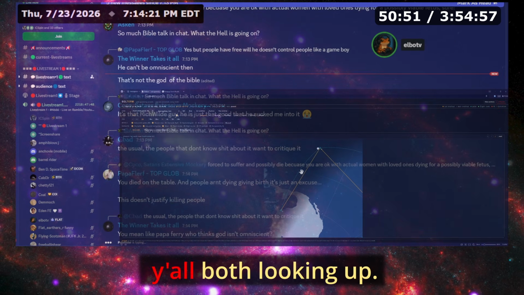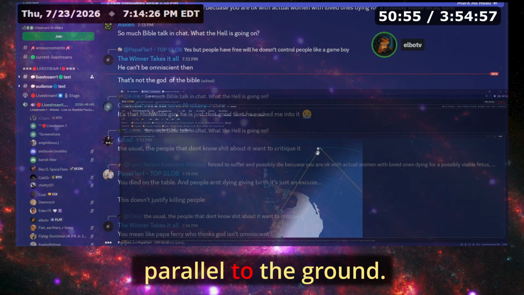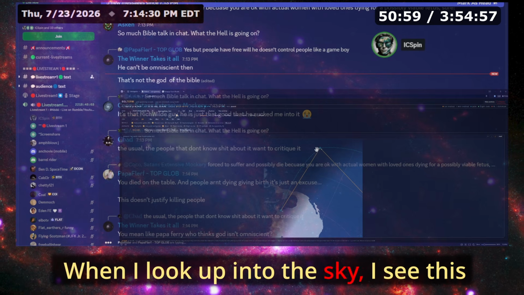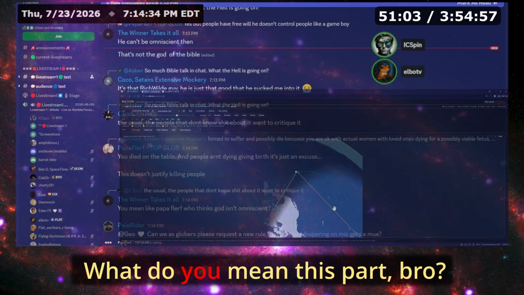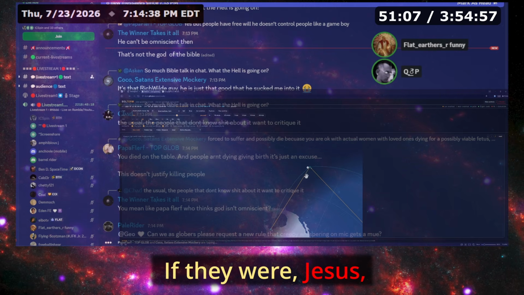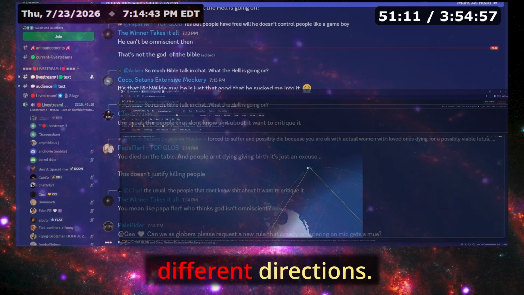Y'all both looking up. Y'all are not looking parallel to the ground. Y'all are looking up in the sky. Yeah. When I look up into the sky, I see this part of the moon, right? Like this part. When he looks up into the sky, what do you mean this part, bro? If they were standing next to each other, they'd be looking in two different directions.